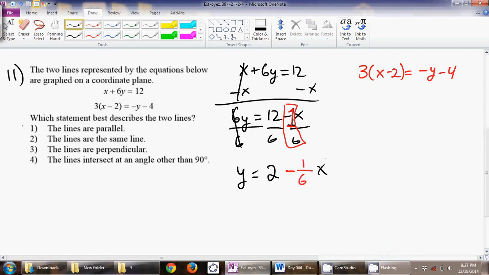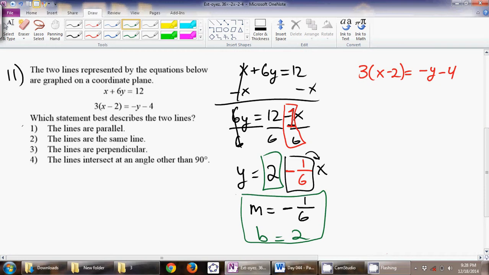Then I'm going to write that x. And I'm doing that so it's clear here, right? The number next to my x, the coefficient on x, that's my slope. And that happens to be negative 1/6. The number all by itself is b, the constant. And that's 2 in this equation. So this first one has a slope of negative 1/6 and a y-intercept of 2.